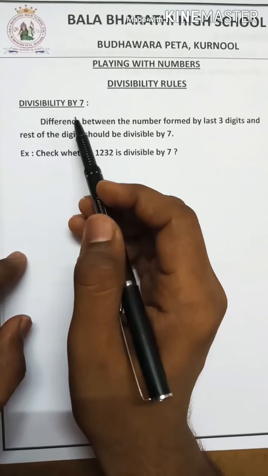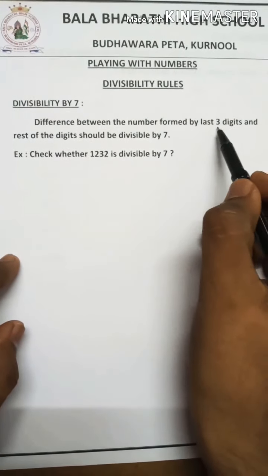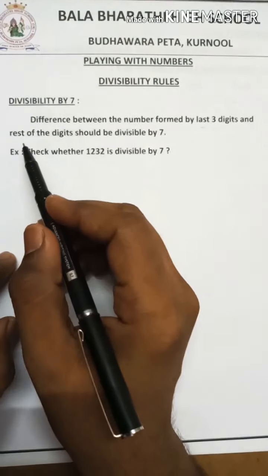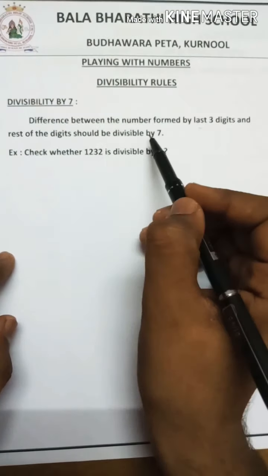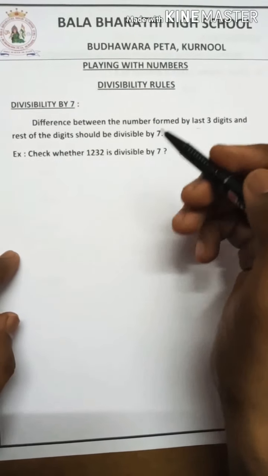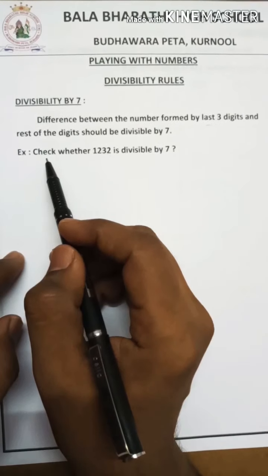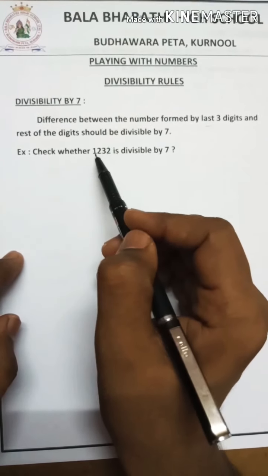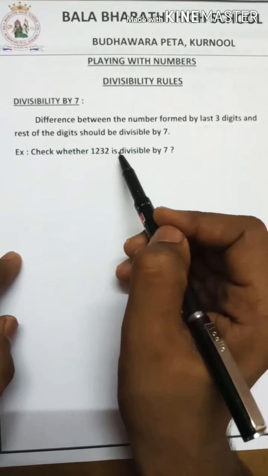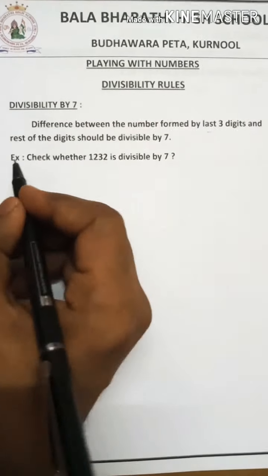Divisibility by 7 states that the difference between the number formed by the last 3 digits and the rest of the digits should be divisible by 7. Now let us take one example and let us discuss this rule in detail. Here we have an example, that is, check whether 1232 is divisible by 7. Let us check it.